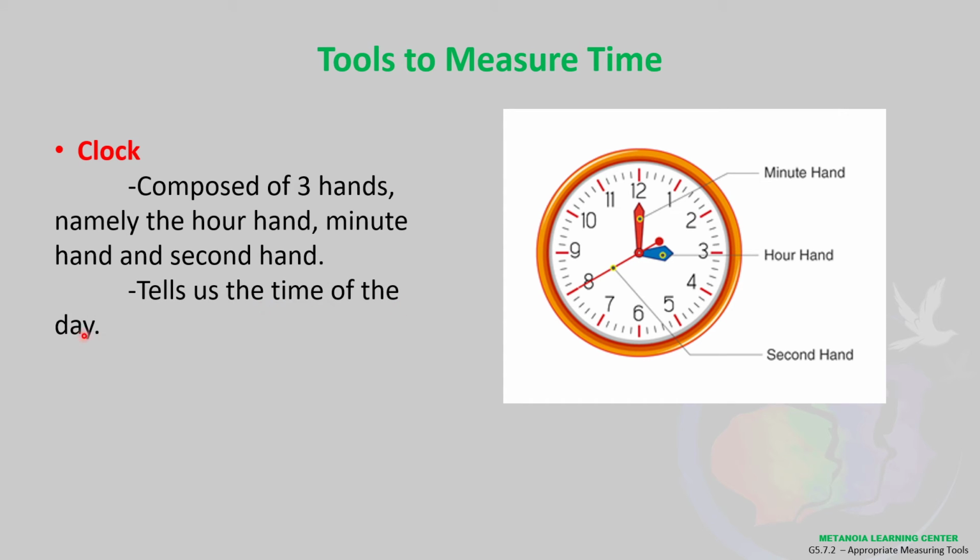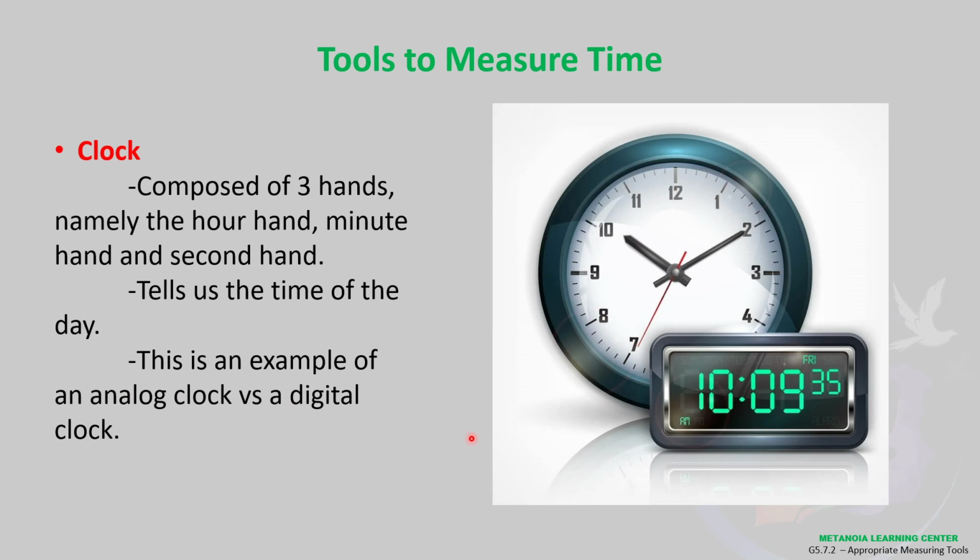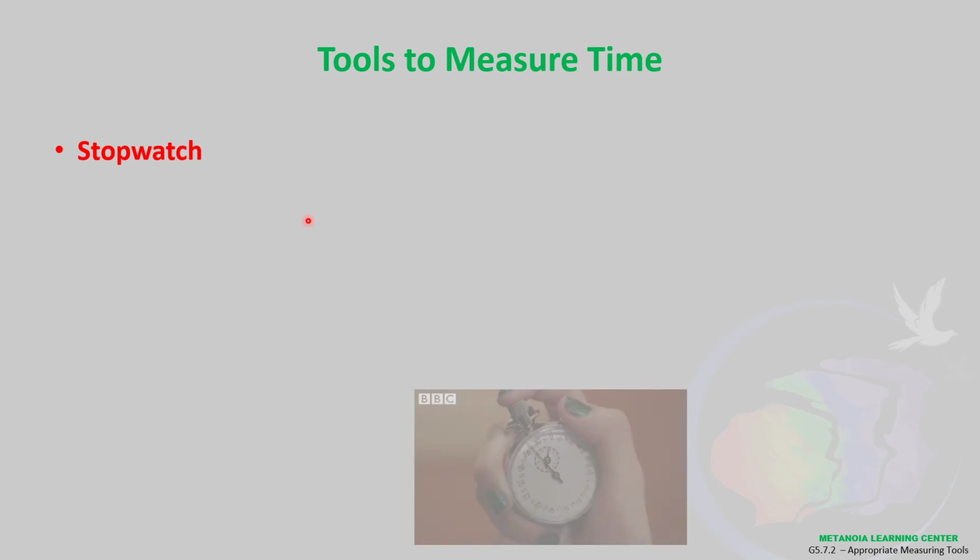It tells us the time of the day. Okay, that's very obvious. This is an example of an analog clock versus a digital clock. Nowadays, we mostly have this even in our phones, which tell us not only the time, but also the day, and some even have the date, so what the exact day is today, just like on your phone. Okay, another one is the stopwatch.